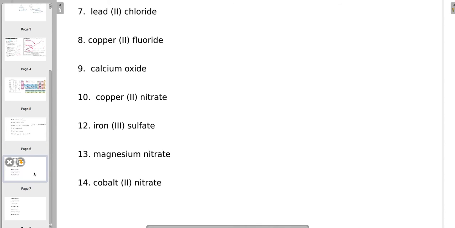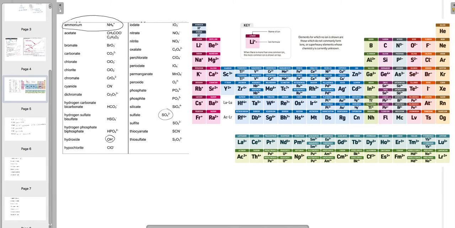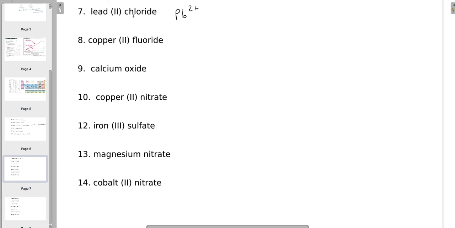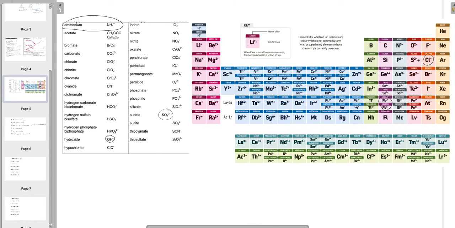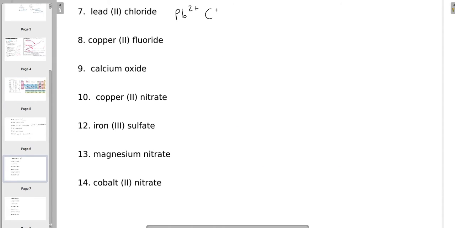Okay, then to writing formulas. So a number of these have transition metals, and the number that's in Roman numerals inside the parentheses after the element tells you what the charge is. So lead 2 is Pb2+. Lead as an element is Pb. It's right here, and there's lead 2 and lead 4, and lead 2 is the form that we want. And chloride comes from chlorine, and chlorine is a halogen, and it has a charge of 1-. So lead with a charge of 2 and chlorine with a charge of 1-. You're going to need 2 chlorines to go with every lead, so the formula is PbCl2.